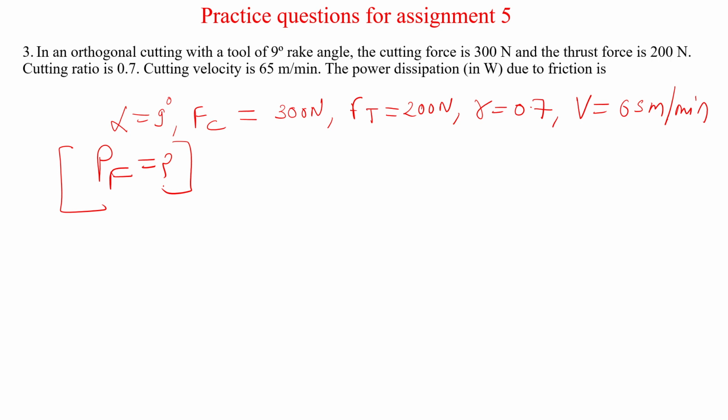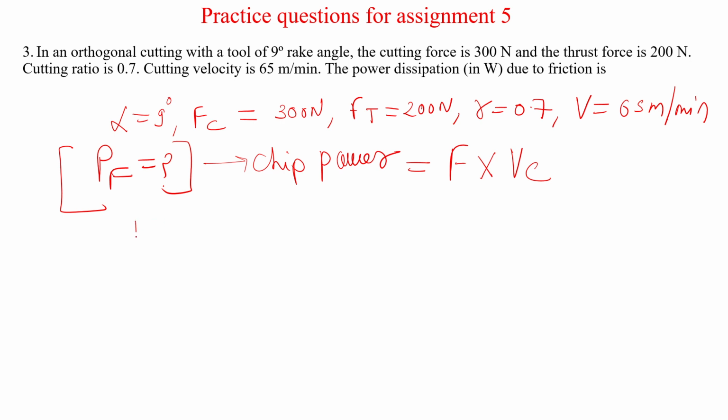185.39 watt. Okay, fine. Let's see how to solve. Power dissipation due to friction means chip power. This is the chip power. So we know chip power is friction force into the chip velocity.